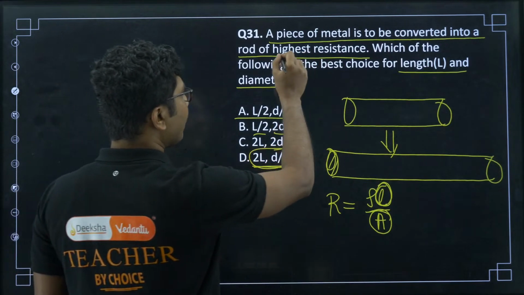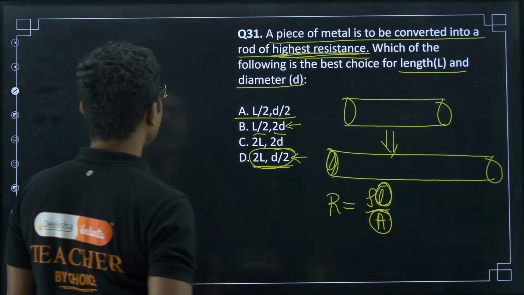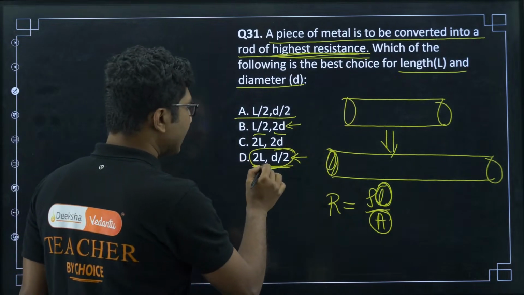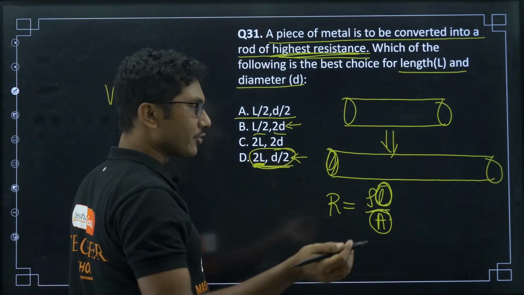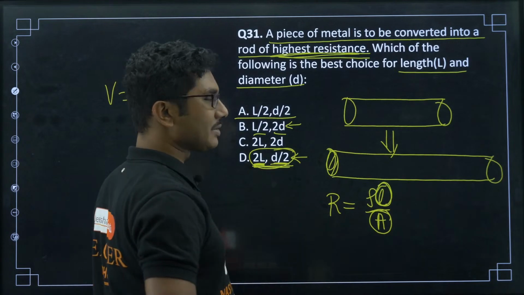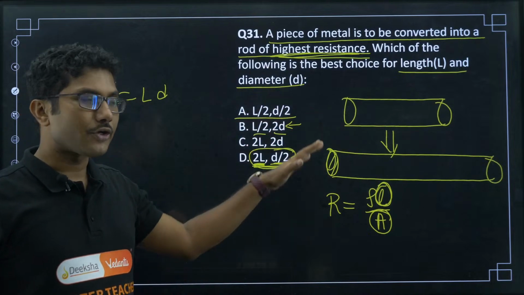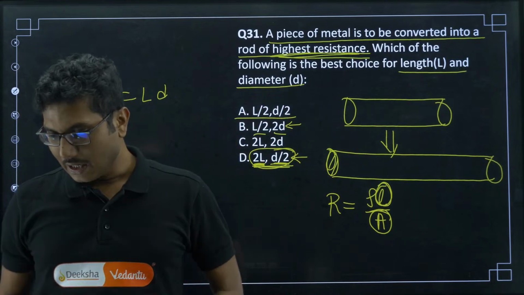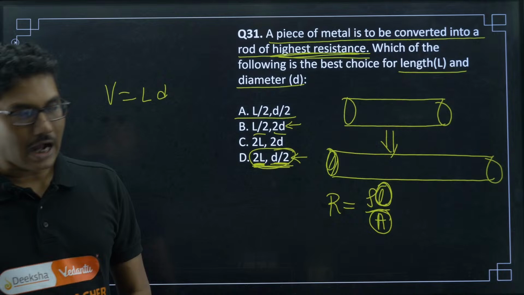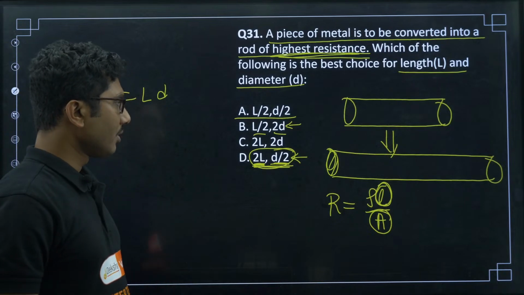So if you want to convert it into highest resistance, you have to increase length as much as possible and decrease the diameter as much as possible. So from the given choices, this is the correct answer. Yes, 8R will be the correct answer.